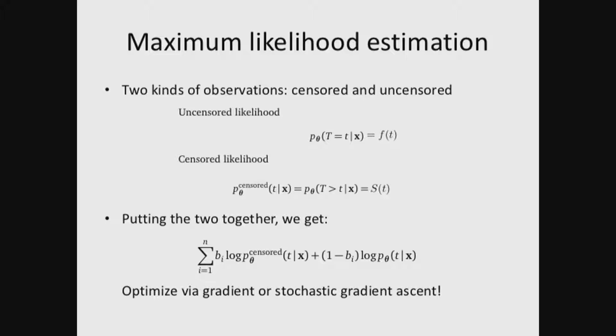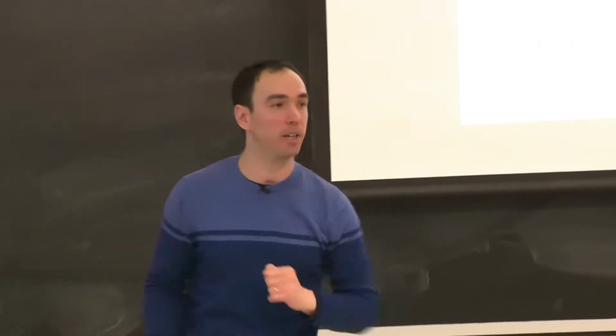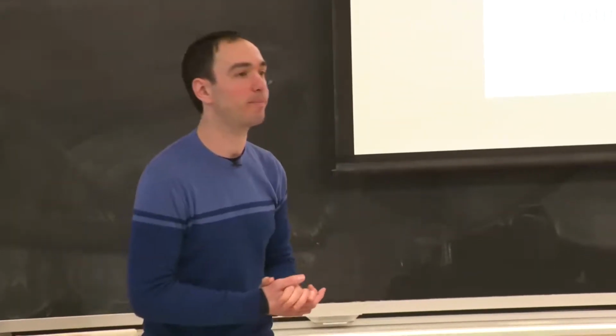All right, so the learning objective for maximum likelihood estimation here is very similar to what you're used to in learning distributions, with the big difference that for censored data, we're going to use the survival function to estimate its probability. Are there any questions?